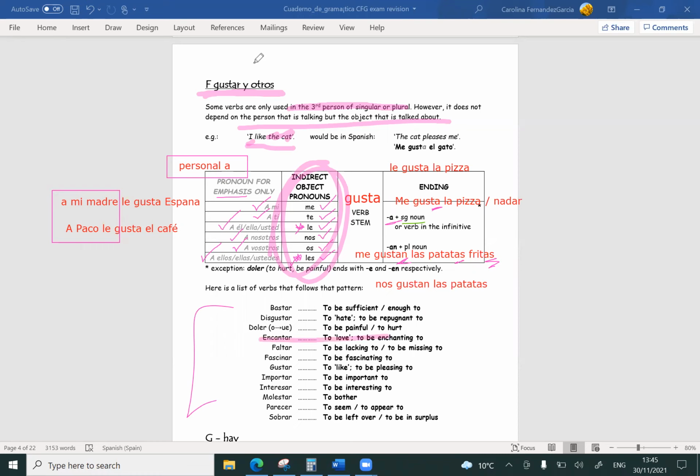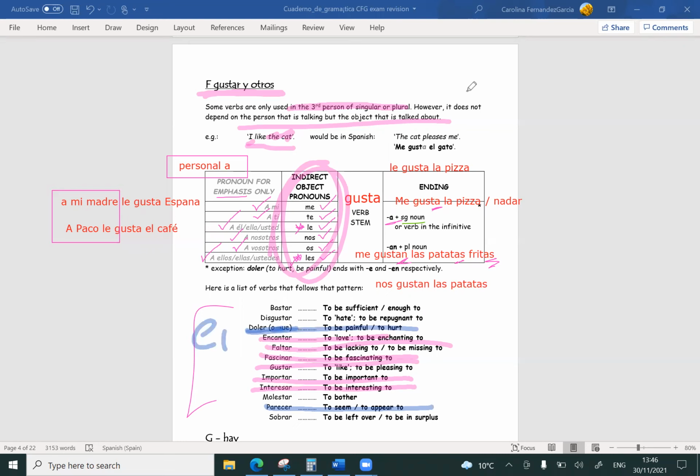Me encanta, me falta, me fascina, me gusta, me importa, y me interesa. Now, you have others here that I'm going to underline maybe in a different color because they are not AR verbs, they are ER. Me parece y me duele, and doler, that O changes into UE.